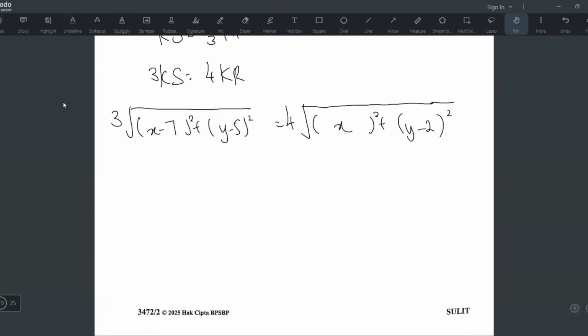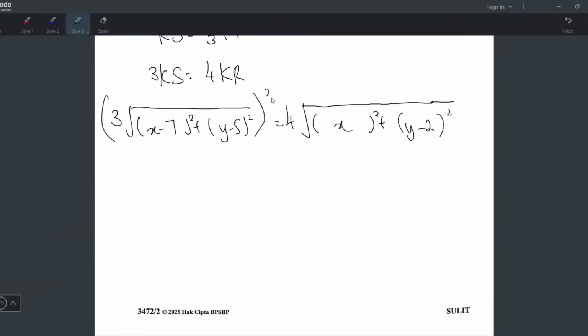Alright, now the next step is to get rid of the square root. Okay, how do we remove the square root? You can square both sides. So square, square. And then when you square it, the 3 and 4 also, you have to square also. So 3 square will become 9. And then the square root will disappear already. Because when you square already, the square root and square cancel.